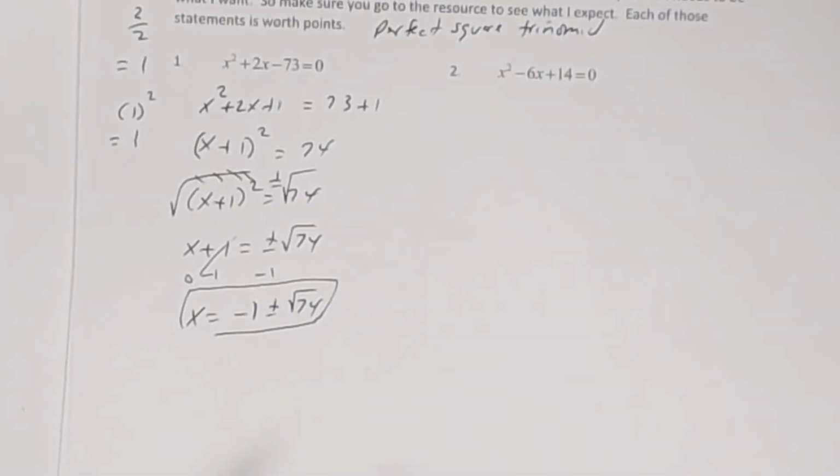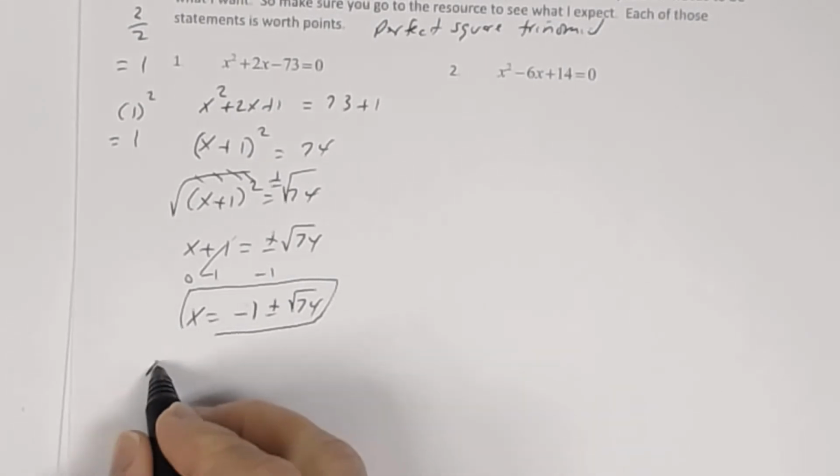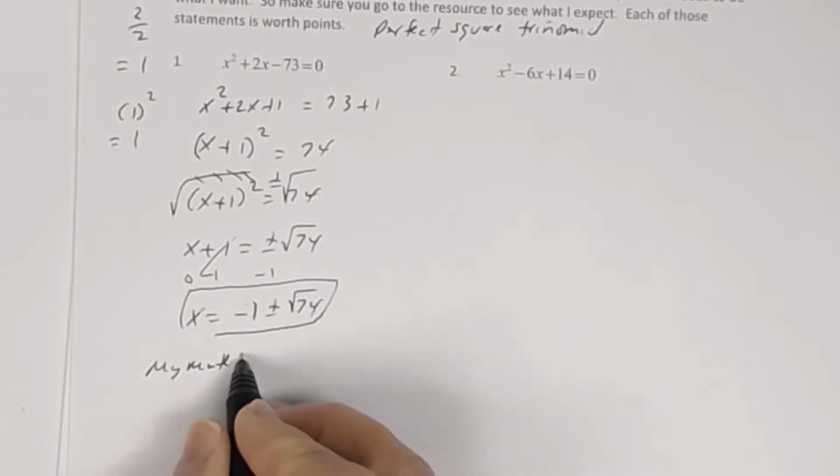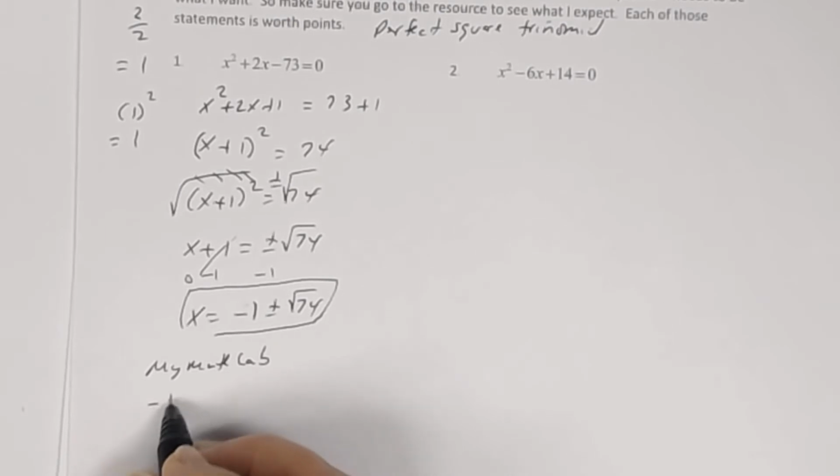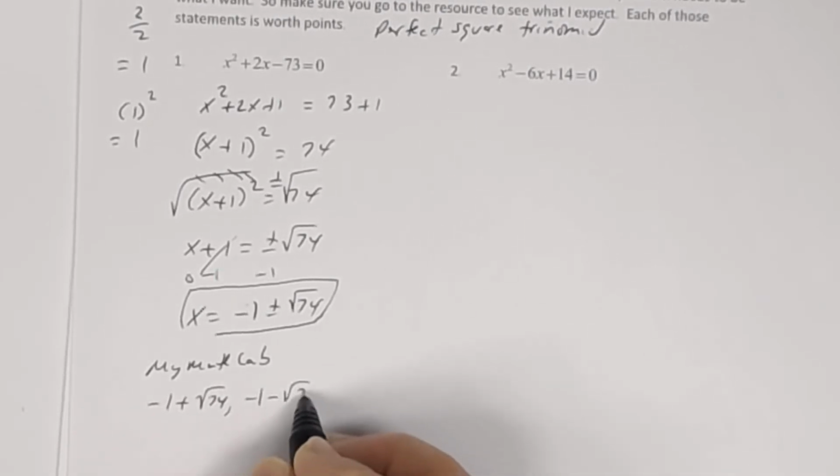But remember, when you do this in MyMathLab, you're going to say negative 1 plus the square root of 74, comma, negative 1 minus the square root of 74. So they're going to probably tell you to separate this using commas.